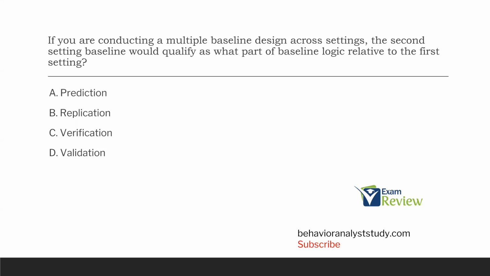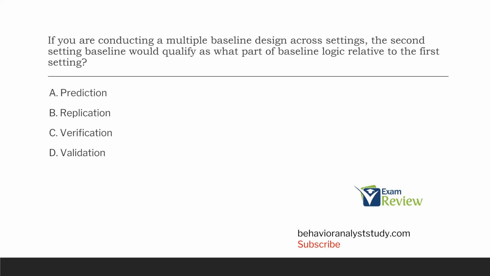The intervention is going to replicate the intervention, but the second baseline is going to verify our prediction of the first baseline. If you don't understand that, make sure you go back to Cooper, go to multiple baseline designs, and look at the image in the book. It lays out very clearly what we're talking about here. This is not the easiest question in the world. It really applies what you know, not only about baseline logic, but also multiple baseline design.